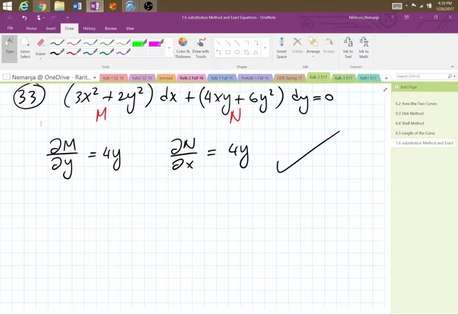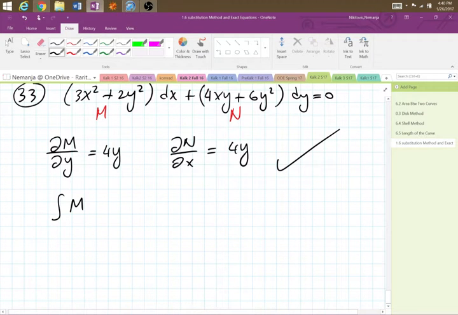So we start with one of these and integrate. And then take the partial derivative of it and equal it to the other one. And that should do it. So start by integrating M, right?